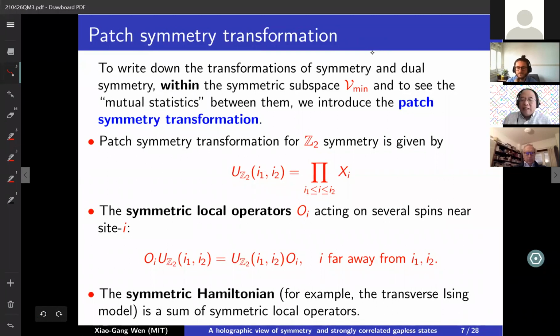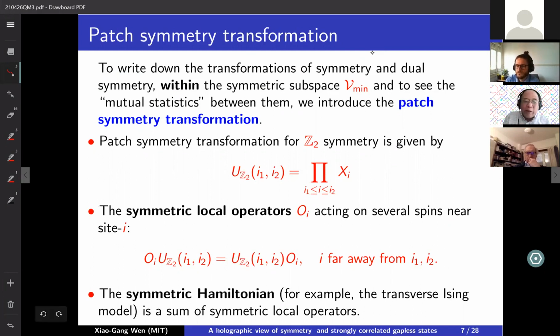To really see these mutual statistics, and also to write down the symmetry transformation within the symmetric subspace, we introduce this patch symmetry transformation. Within the symmetric subspace, the symmetry transformation would act trivially, because the symmetric subspace means the space which is invariant, and the symmetry transformation means the symmetry would act trivially. So we don't see the symmetry transformation anymore.